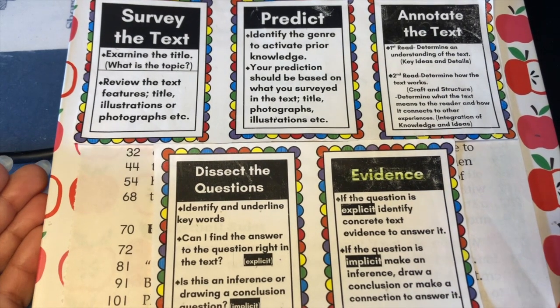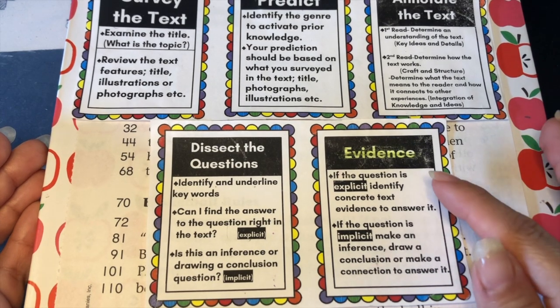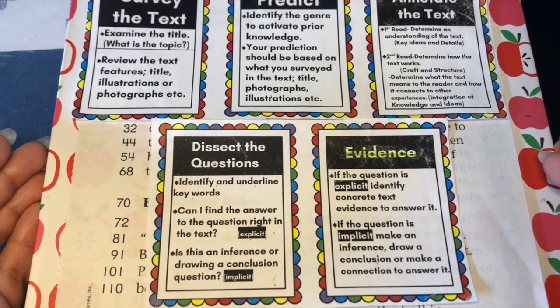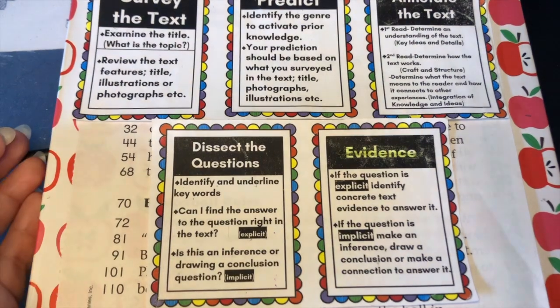So then we dissect the questions. We underline the keywords. We determine whether or not we are finding the answer to an explicit or an implicit question. Evidence. So if the question is explicit, it's right in the story. So you have to just go back, find it, underline it, and match it with the answer. If it's implicit, you have to make an inference or draw a conclusion to make a connection to answer it.